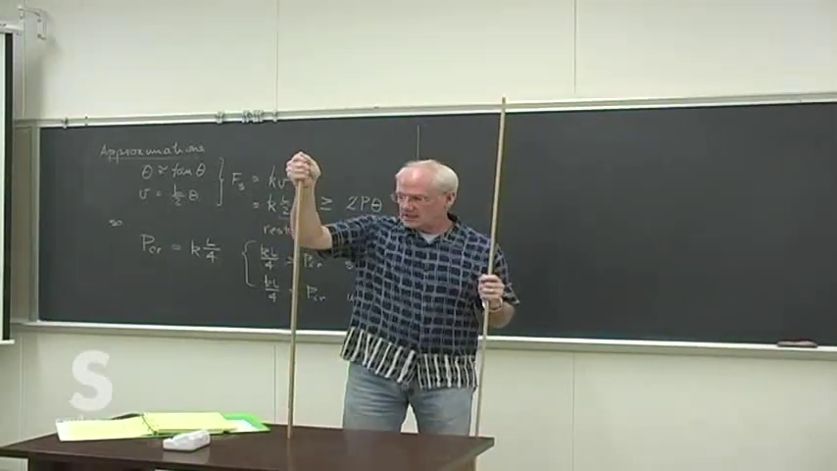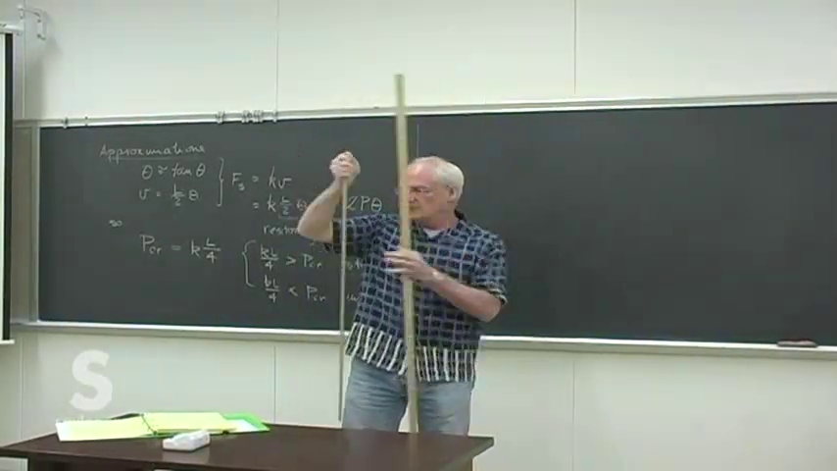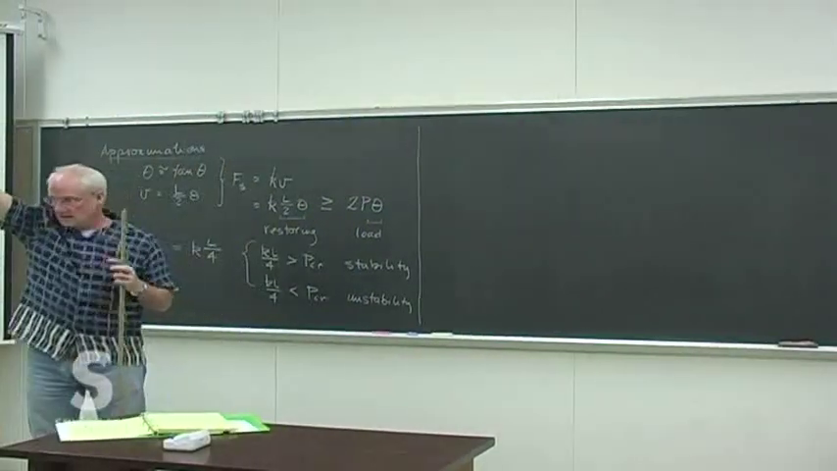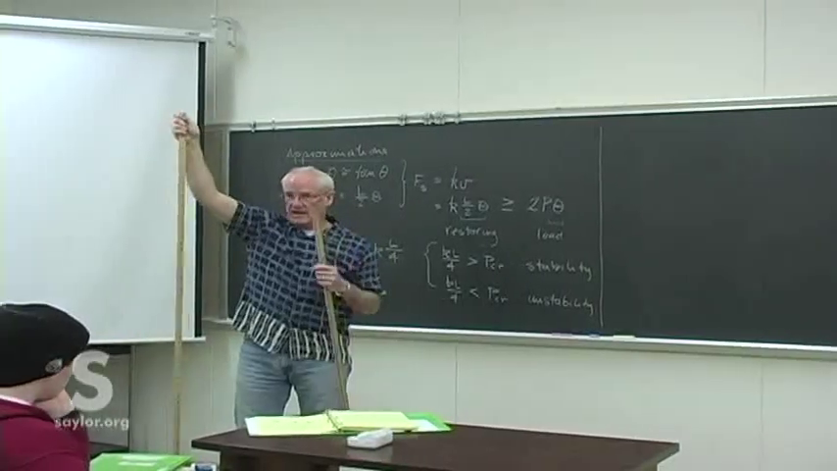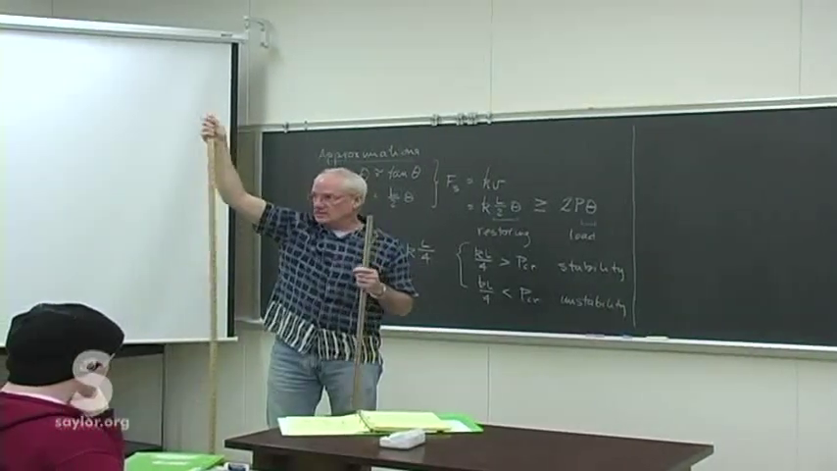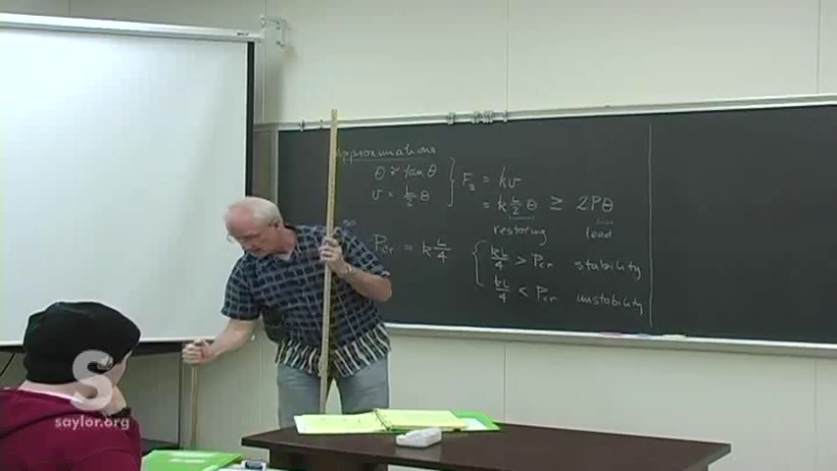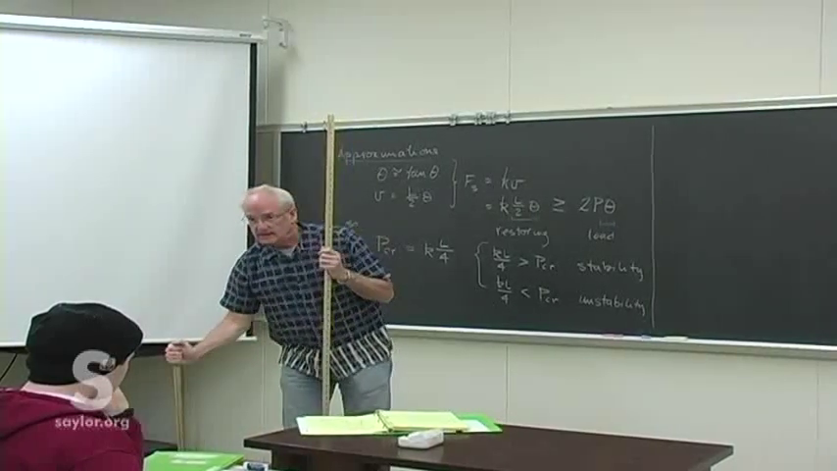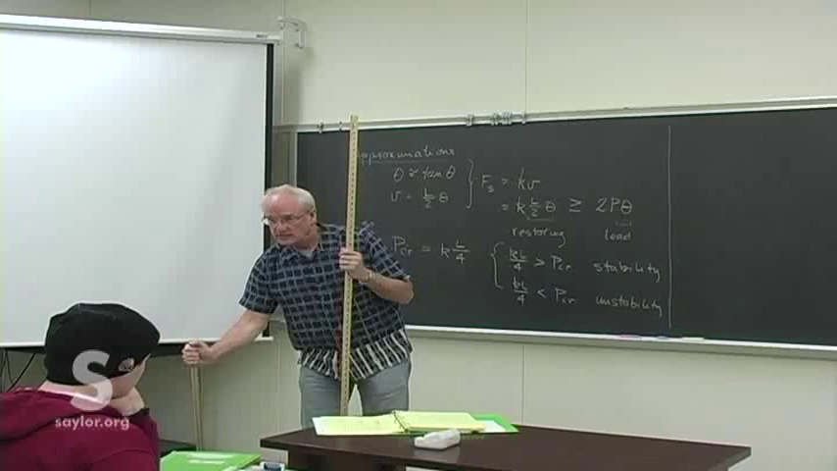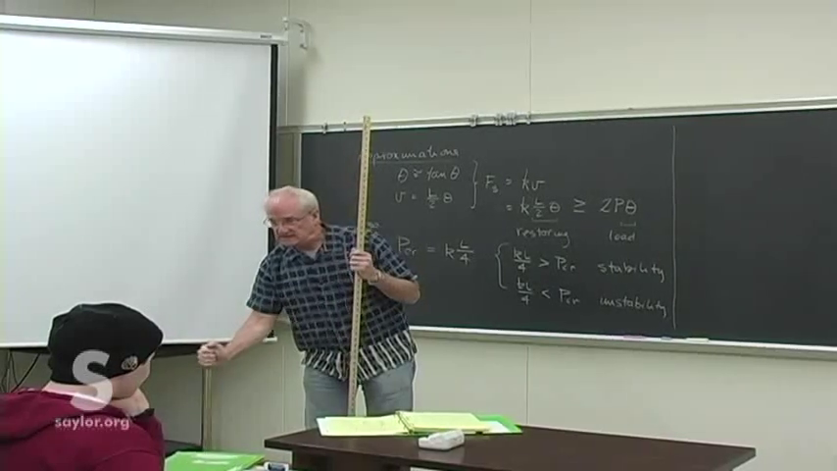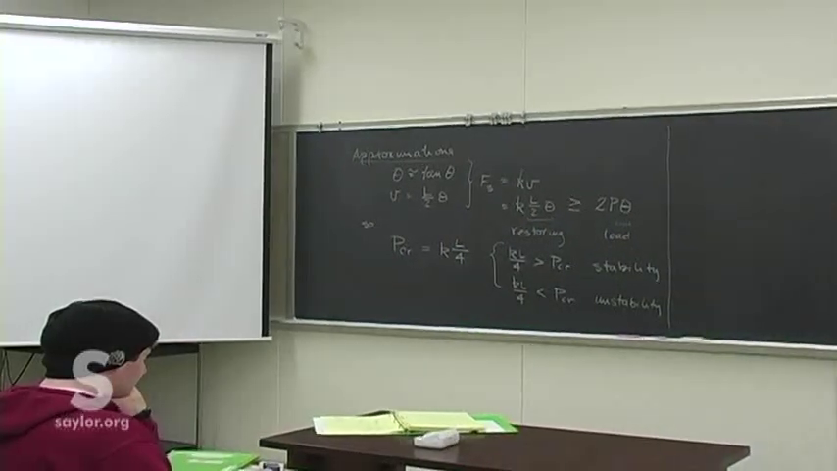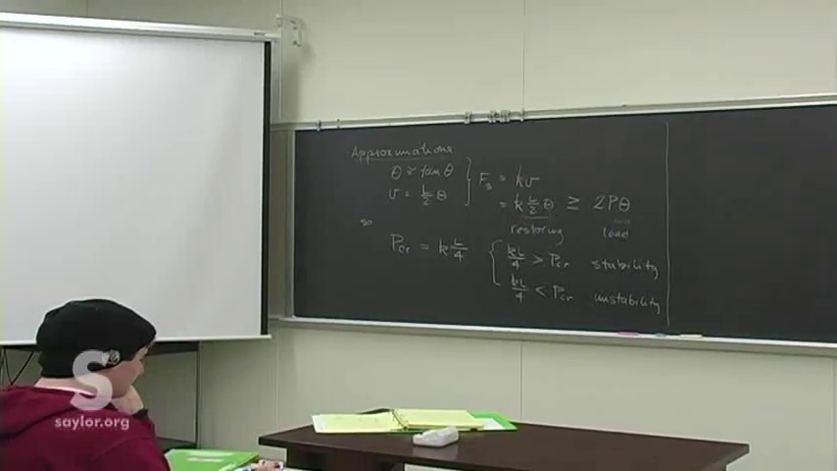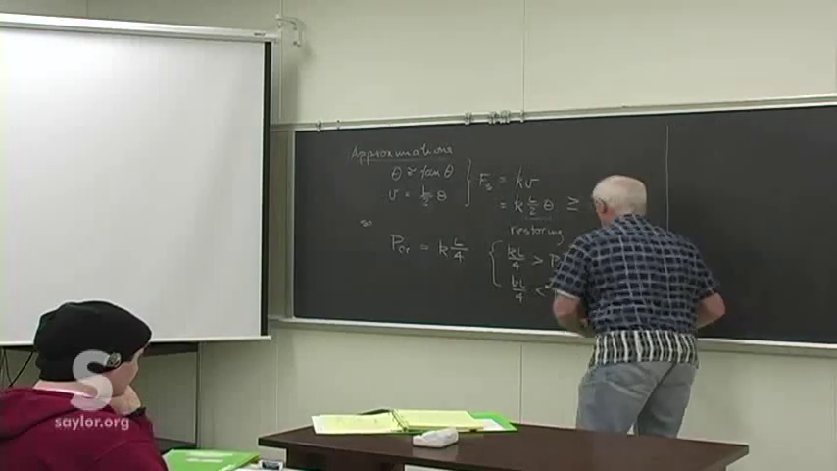A short piece is much more stable than is a long piece. It takes much less to make this deflect. The veins aren't even sticking out of my neck when I do this one. But when I do this one to try to get it to deflect as much, they're supposed to be looking at the veins in my neck now, y'all. You can see it's much more stable. Even though they're the same material, same cross-section, it's much easier to make the long one deflect.